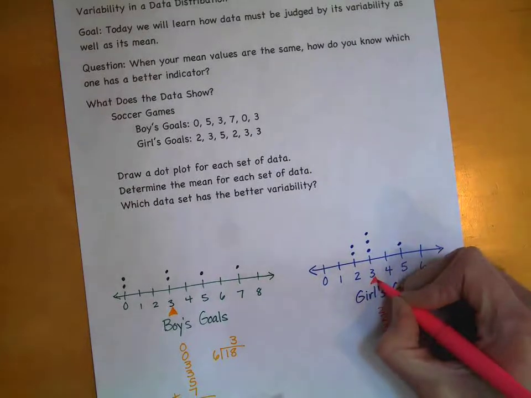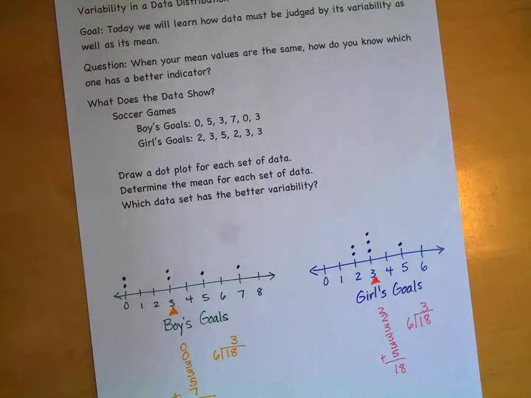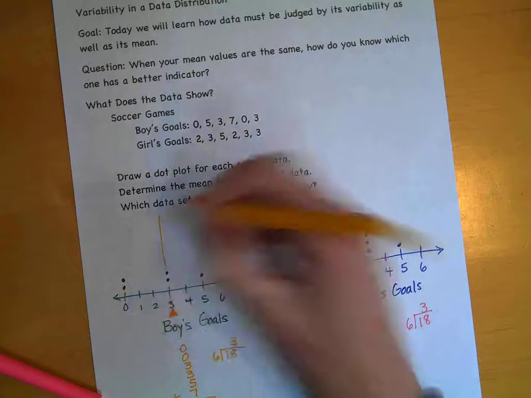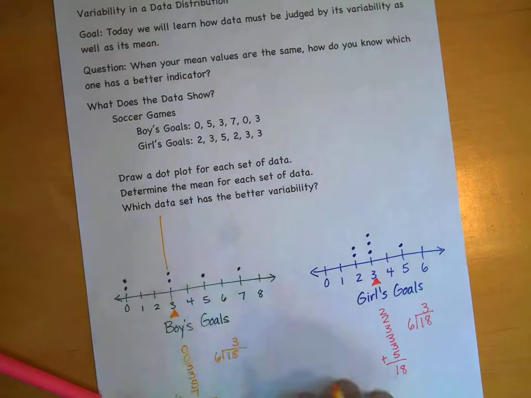So I found the mean for the girls' goals is also 3. Okay, so it said determine the mean for each set of data. Now it says which data set has the higher variability. Well, what we're going to do is extend our mean up so we can see it, because I ran out of room down here.